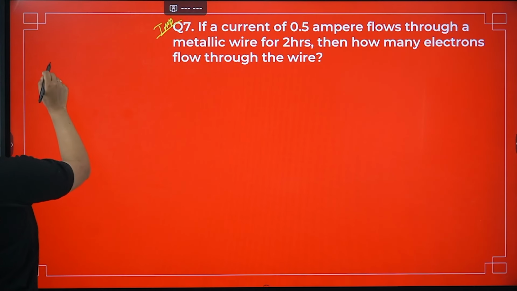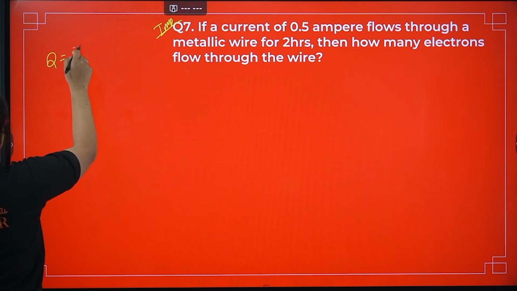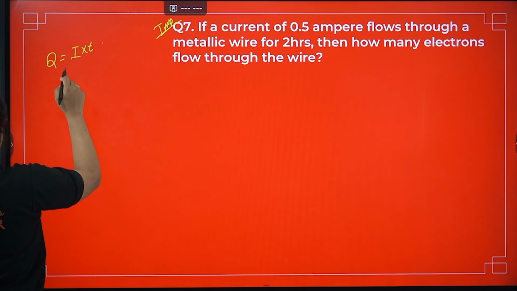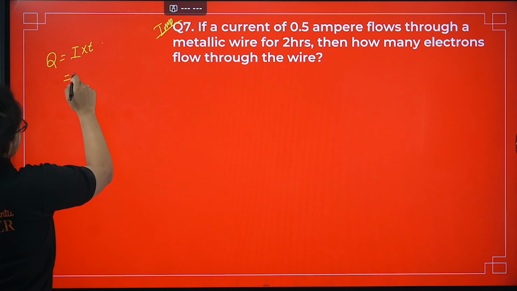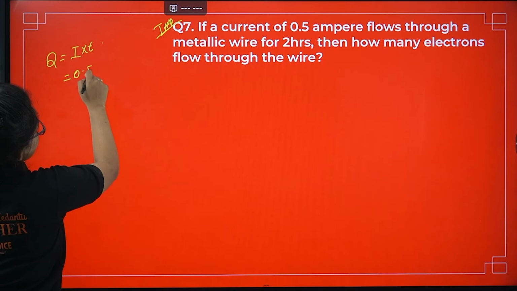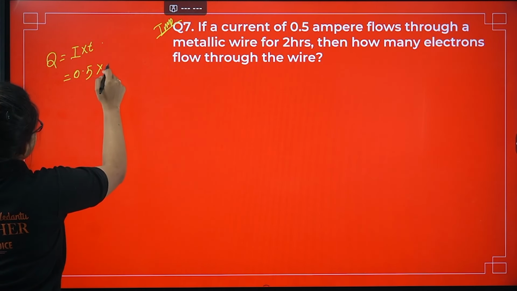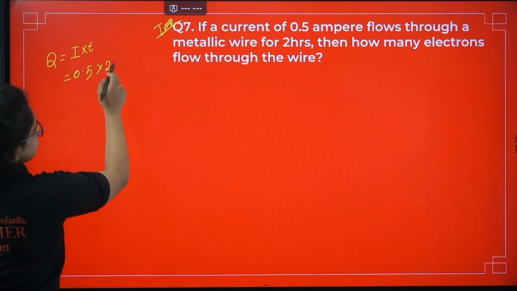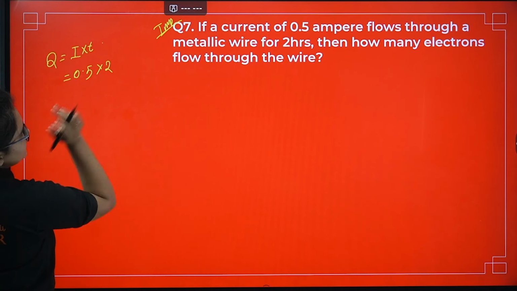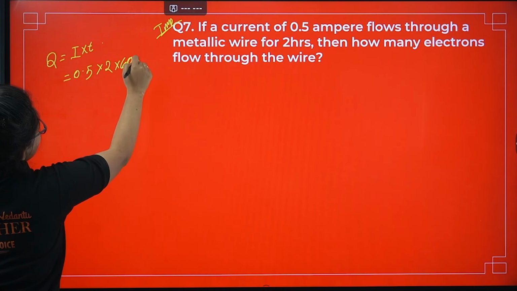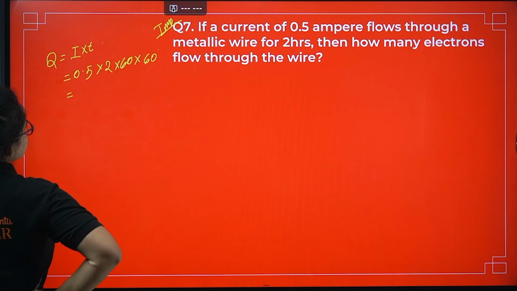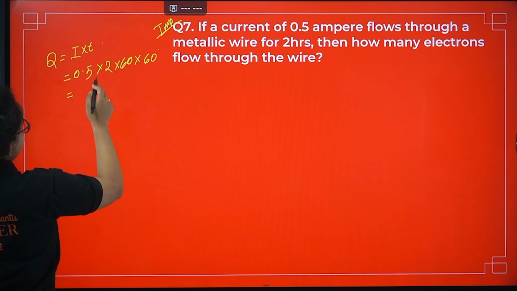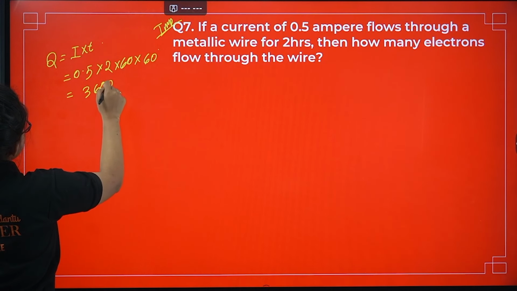Okay, let's go ahead. So Q is equal to I into T. Let's put the value here: 0.5 ampere for how many hours? 2. So we will convert it into seconds, so 2 into 60 into 60. How much will you get? 0.5 into 2 is 1, so you will get 3600.